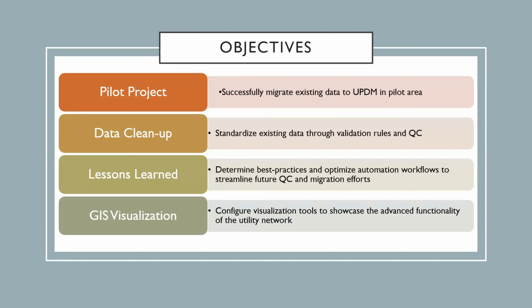So that takes us to our main objectives. The main objective of this project is to successfully migrate the existing pipelines, facilities, and equipment data for the Kern Front oil field to an enterprise deployed utility and pipeline data model for CRC. It's important to clean up and standardize the existing data through manual and automated QC and determine validation rules for the UPDM.